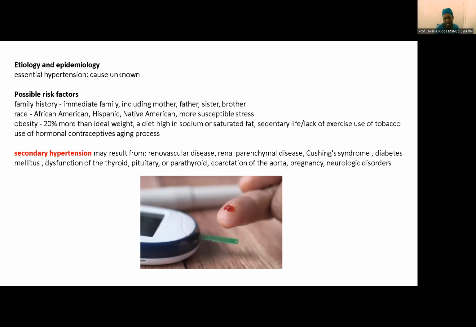Now, secondary hypertension is being caused by another underlying condition, whether it be thyroid, a pituitary problem. I mentioned pregnancy earlier, coarctation of the aorta. You see the list here. So that would be secondary, okay?